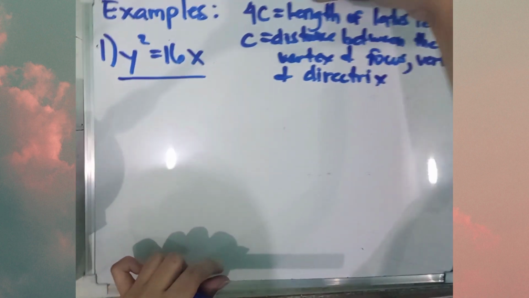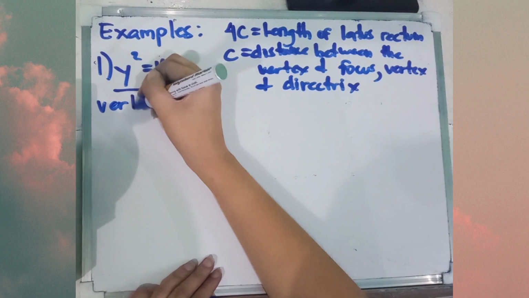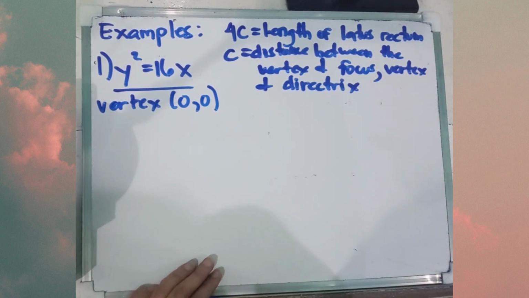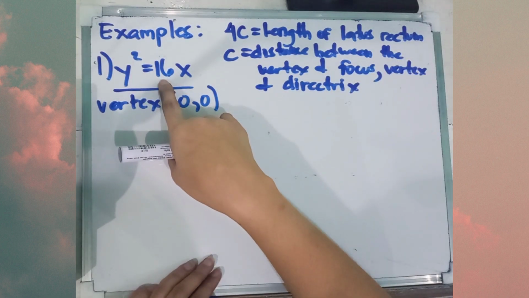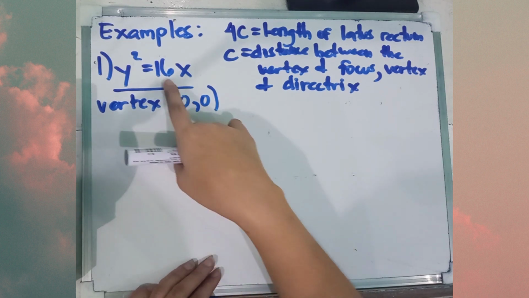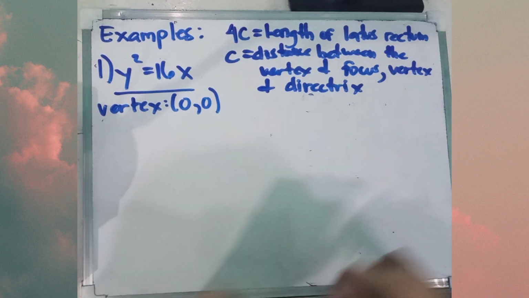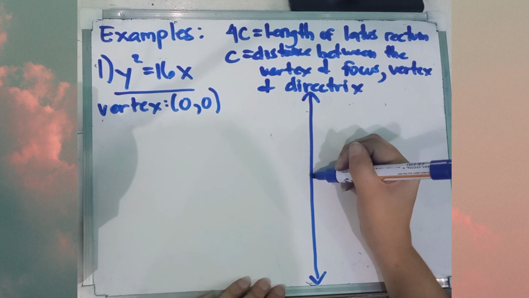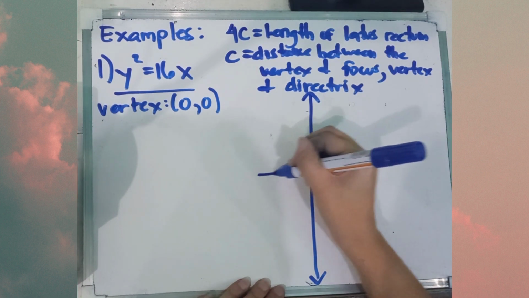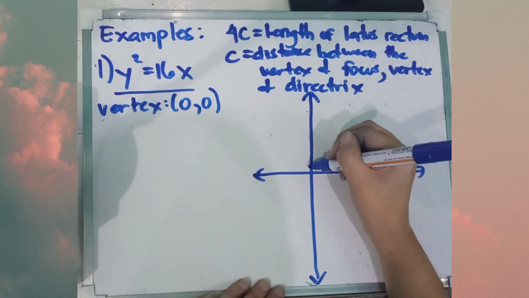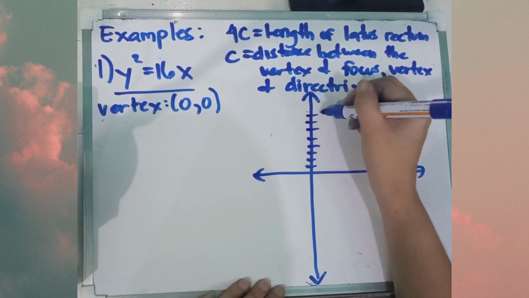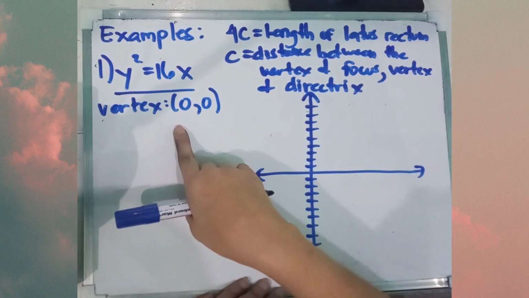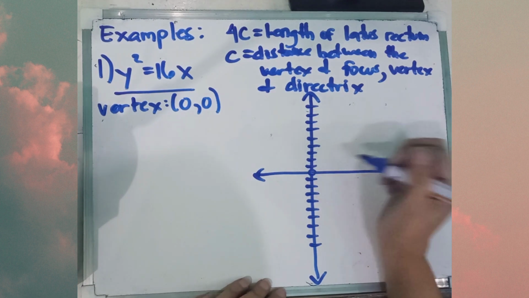Therefore, we can say that the vertex is at 0, 0, or at the origin. Also, it opens to the right since 4c is positive. c is positive. So, knowing the vertex, let me just draw the Cartesian plane. So let's say this is the origin. One, two, three, four, five, six, seven, eight, nine. Again, we already know that the vertex is at 0, 0, meaning it's here on the origin.